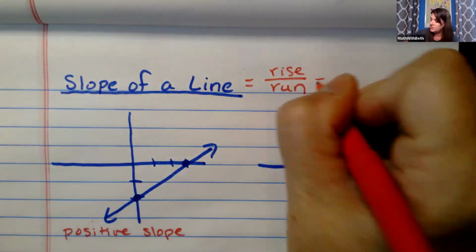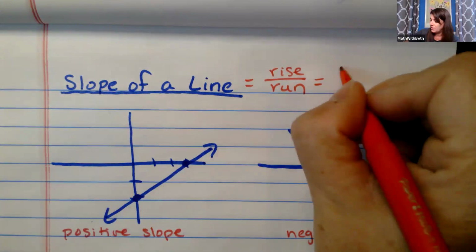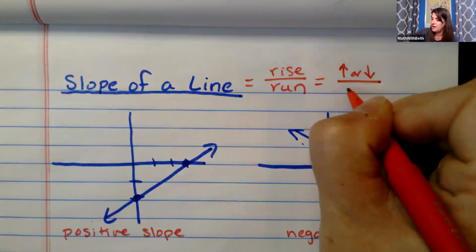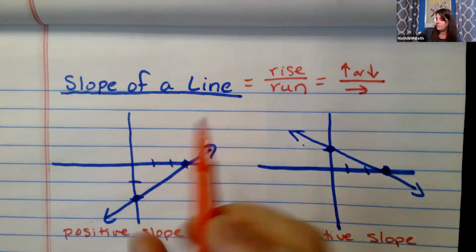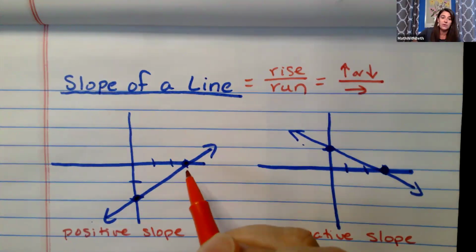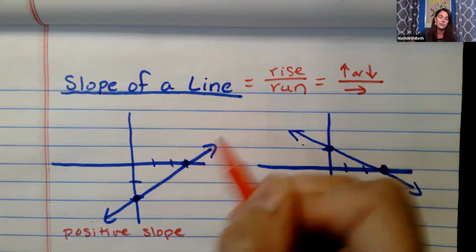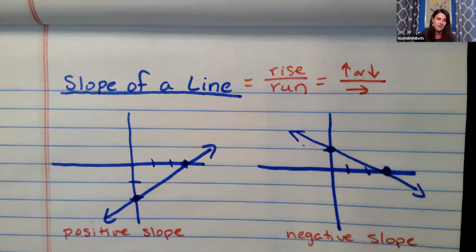So we're going to look at 2 points and count how much we would have to go either up or down to get to the next point, and then how much would we have to go to the right. So in this graph, I'm going to go from this point to this point, but it could have been this point to one way up here. It does not matter what 2 points you pick, as long as they're nice points that you can tell exactly where they're hitting the graph.